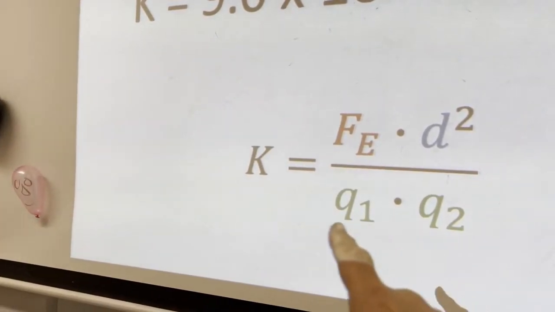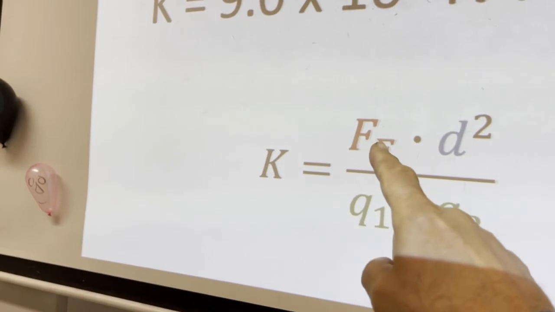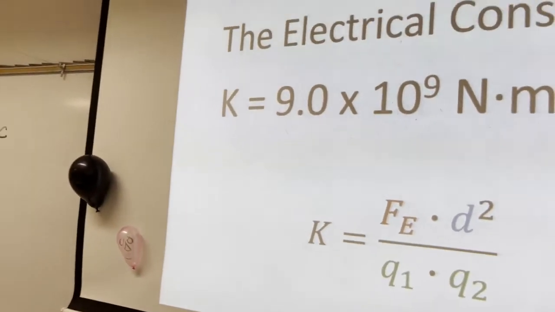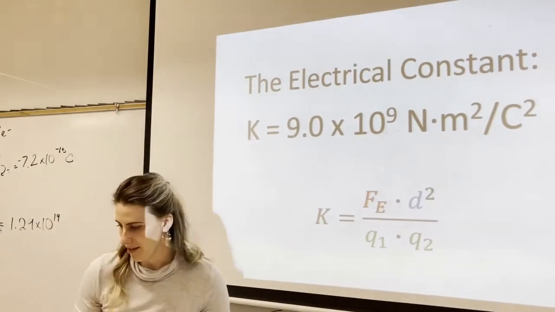If you have more charge, you get more force. So the bottom gets bigger, the top gets bigger, it stays the same. It's a constant relationship. That makes sense.